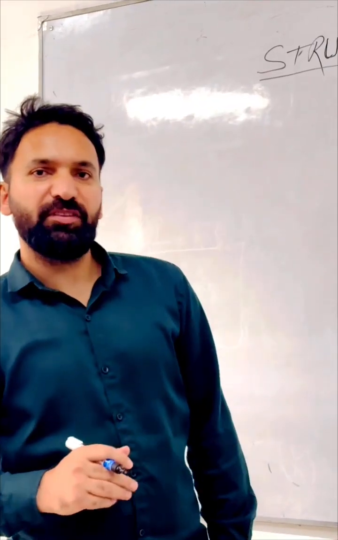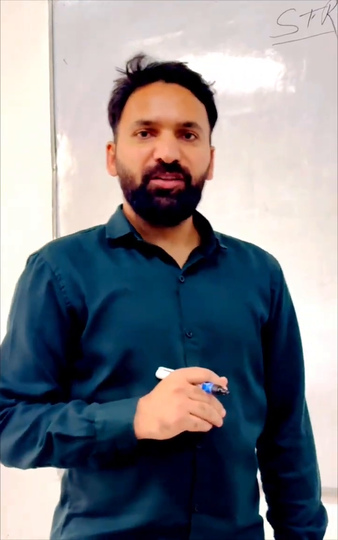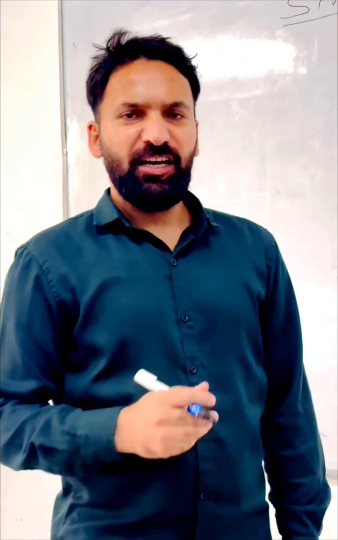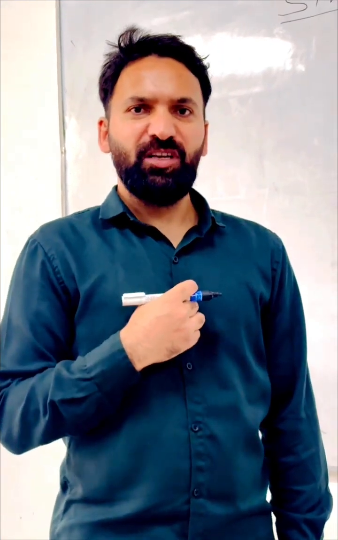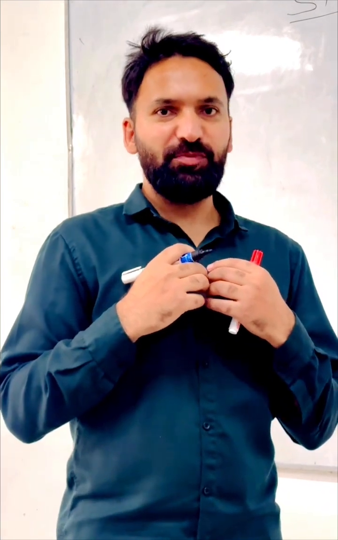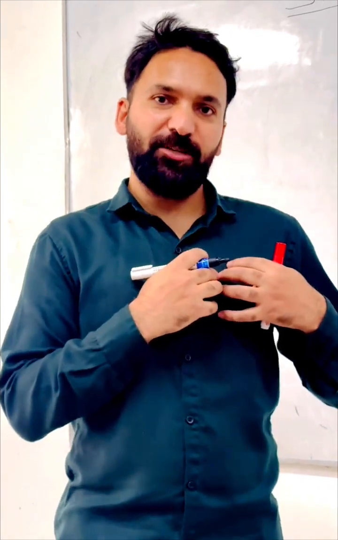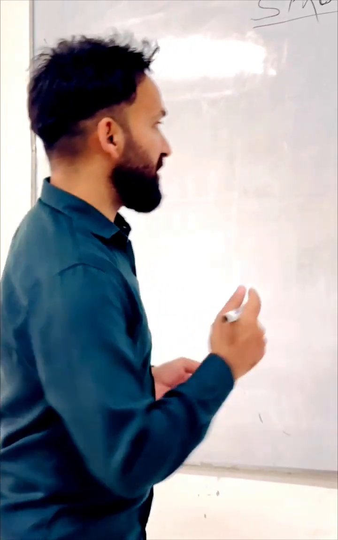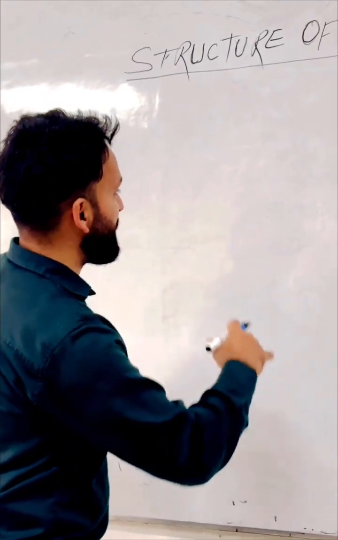Today we'll be discussing the structure of the human heart. The heart is a hollow muscular organ. It is present in the middle of our chest, between the two lungs and behind the sternum, that is the breastbone, and slightly towards the left of the breastbone, right? So we'll try to draw the different compartments of the heart.